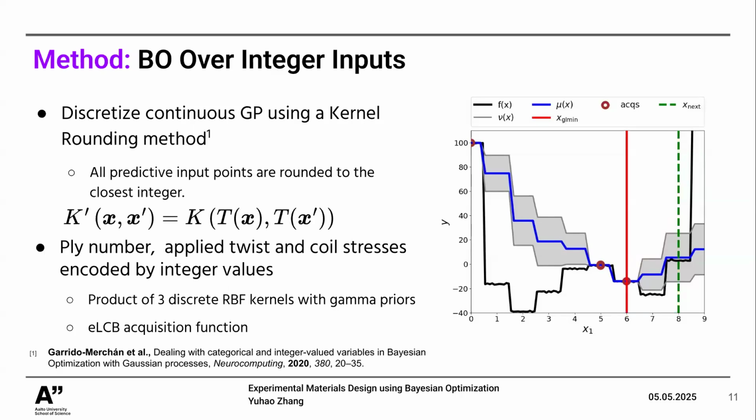This meant that the ply number, applied twist, and coil stresses were all encoded by these discretized integer values in the model. Our final model consisted of a product kernel of 3 discrete radial basis function kernels with gamma priors. And then we used the ELCB acquisition function as the acquisition strategy.